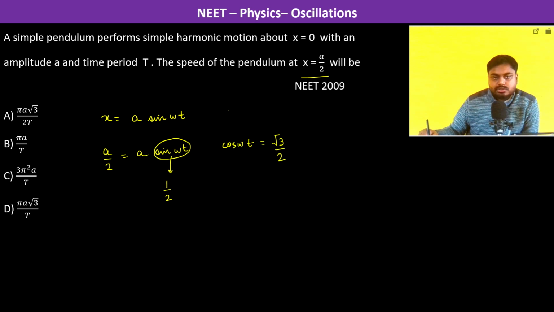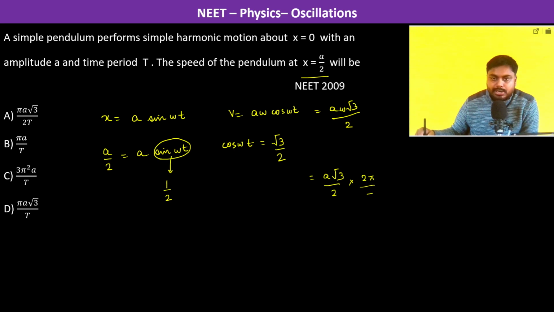Now x is this, so velocity will be a omega cos omega t, which becomes a omega root 3 upon 2. So therefore we have a root 3 upon 2 into omega. Omega is 2 pi upon time period T. So this is going to be a root 3 pi by T. This is T.